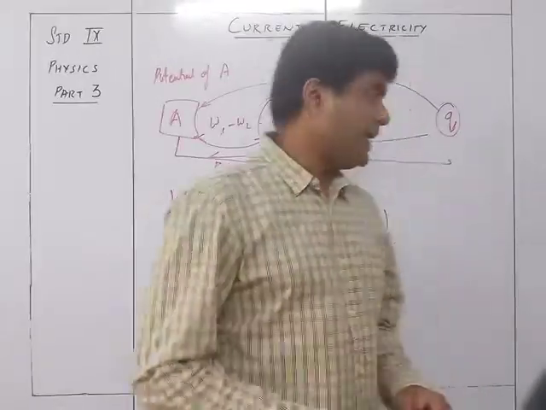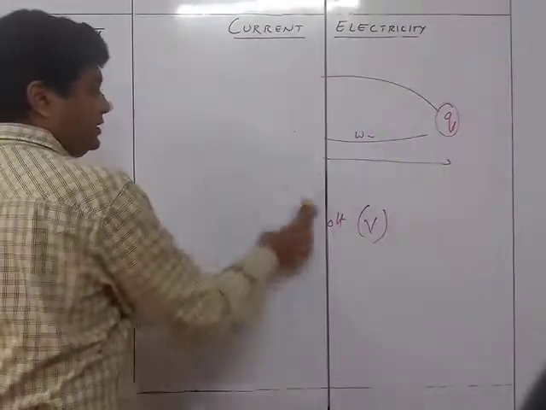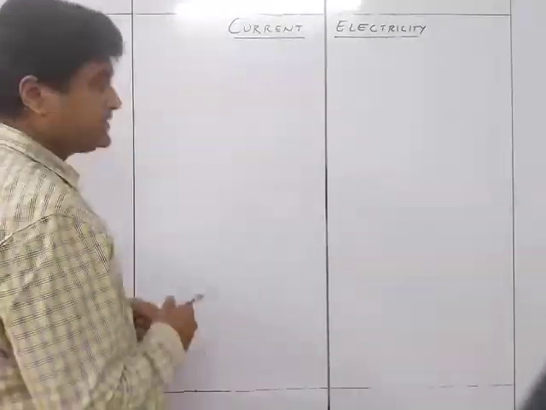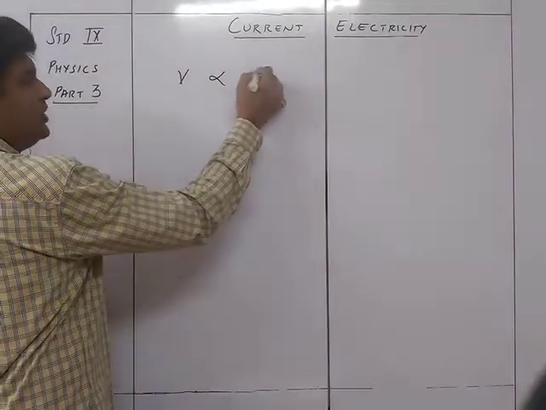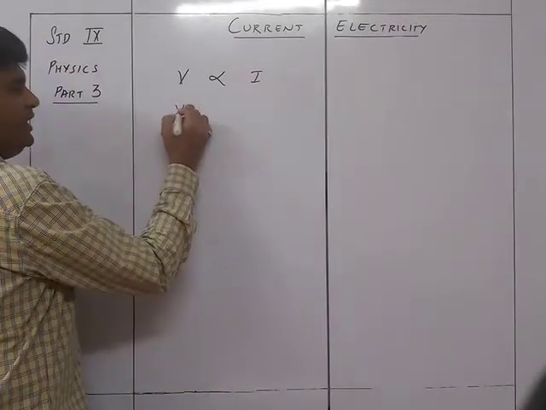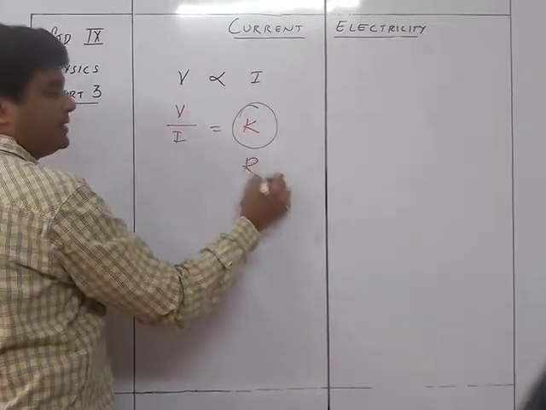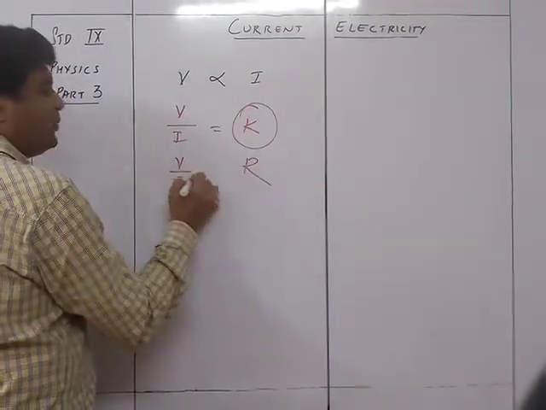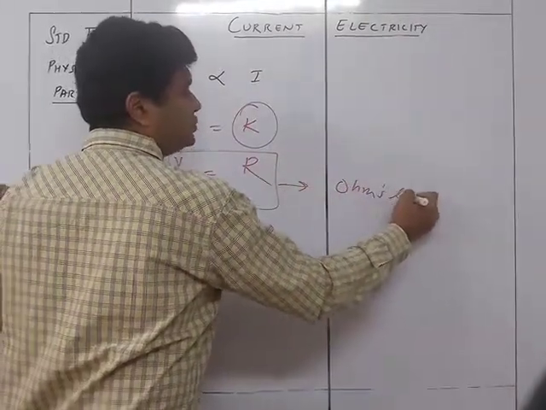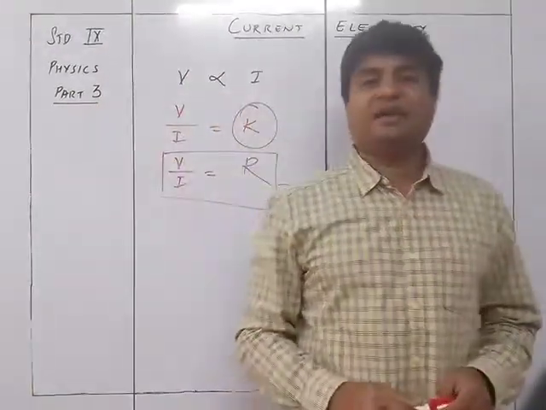So for any circuit, it is seen that the current and voltage are going to be proportional to each other. So V is proportional to I, and to remove the proportionality, what will we do? We will say V upon I is going to be constant, and this constant is nothing but the resistance. So resistance is V upon I. This is Ohm's law. As per Ohm's law, the ratio of the voltage to the current of a circuit gives the resistance of that circuit.